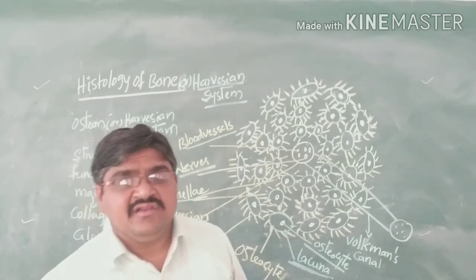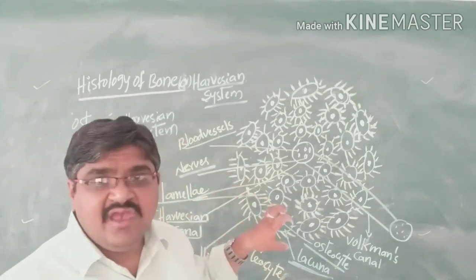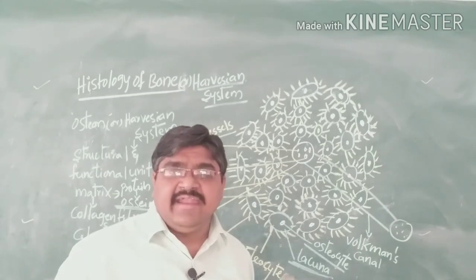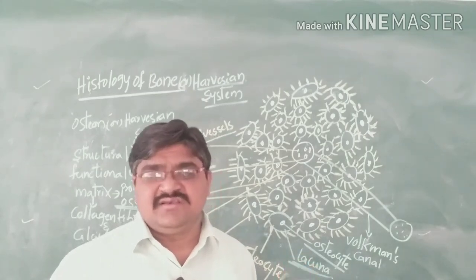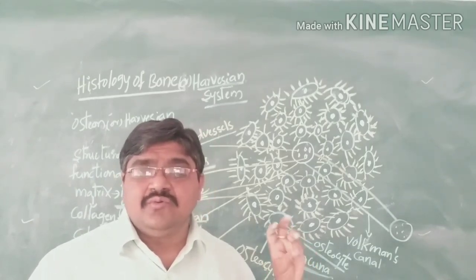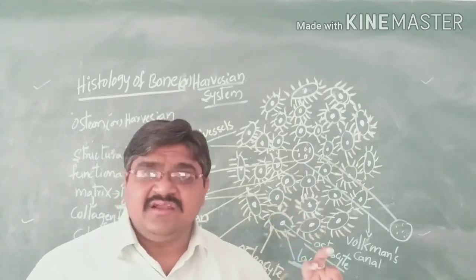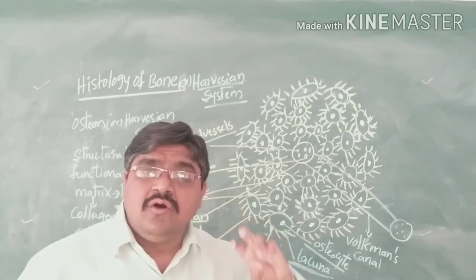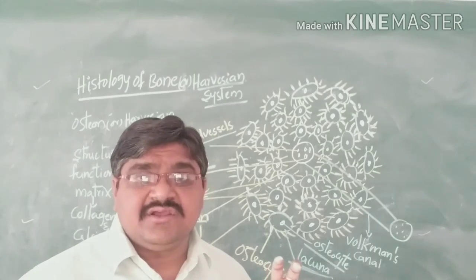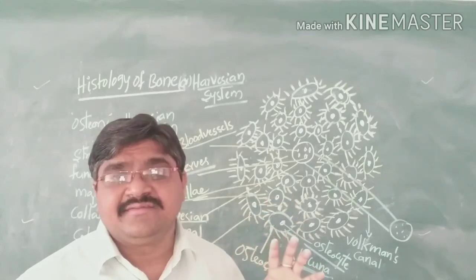We have discussed the structure of bone, the histology of bone, in this class. We have studied dense connective tissues such as tendons and ligaments. Tendons connect muscle to bone. The connective tissues connecting one bone to another bone are called ligaments.